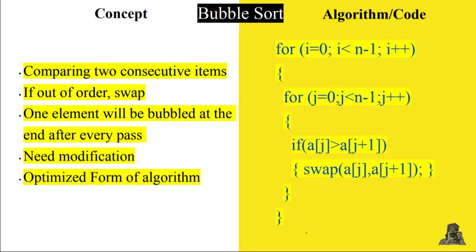The code which does this exactly is right here, but we need to make modifications to this code so that we can avoid extra execution, extra time or resource wastage. So we'll modify this code and come up with the optimized code for bubble sort.